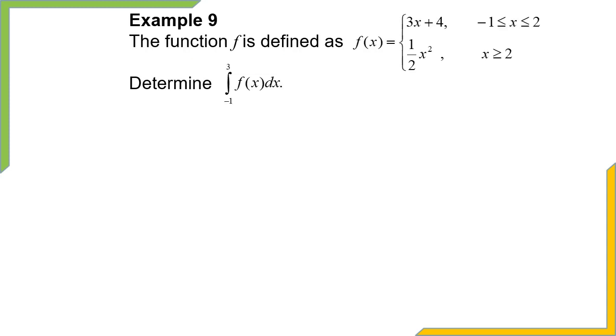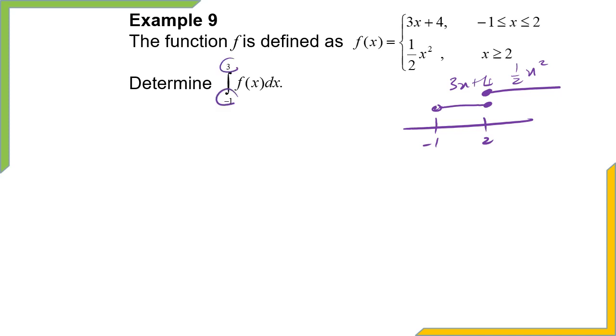Lastly, example 9. The function f is defined as this piecewise function. From negative 1 to 2, we have a different function, which is 3x plus 4. But from 2 and above, we use 1 over 2x squared. The question is asked to determine the integration of f(x) with respect to x from negative 1 to 3.